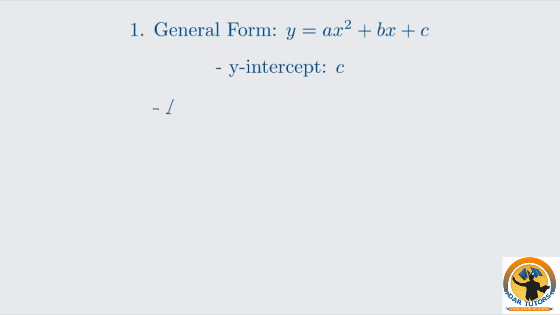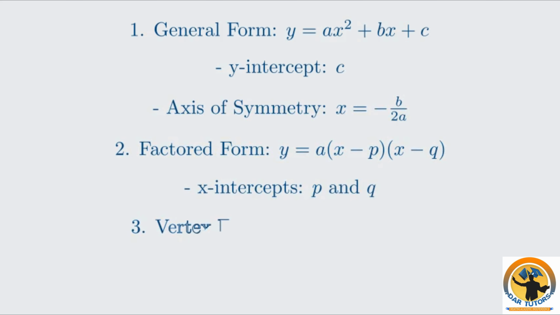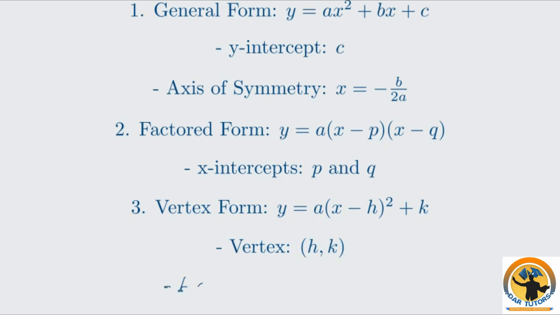There are three main forms for writing a quadratic function, each highlighting different features. The general form, y equals ax squared plus bx plus c, gives us the y-intercept, c, and the axis of symmetry, x equals negative b over 2a. The factored form, y equals a times the quantity x minus p times the quantity x minus q, directly gives us the x-intercepts, p and q. The vertex form, y equals a times the quantity x minus h squared plus k, directly gives us the vertex, (h, k), and the axis of symmetry, x equals h.